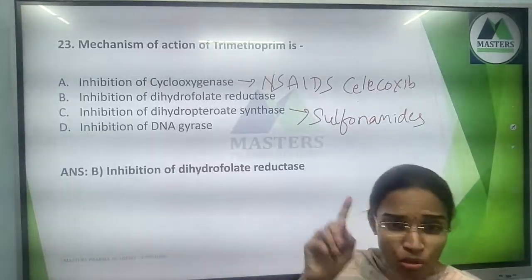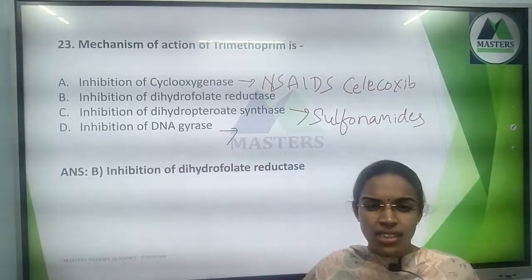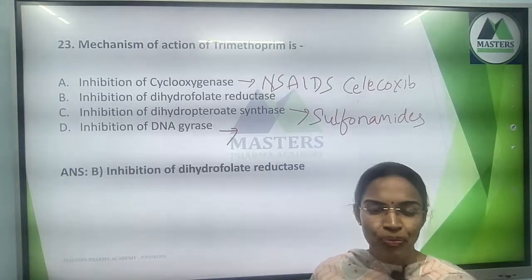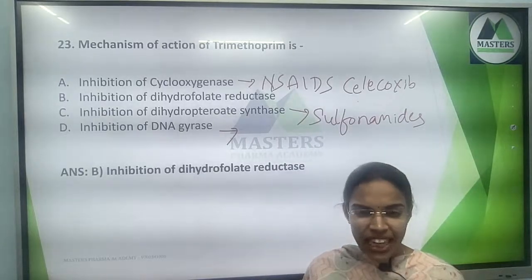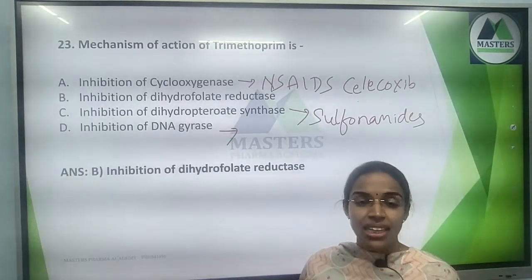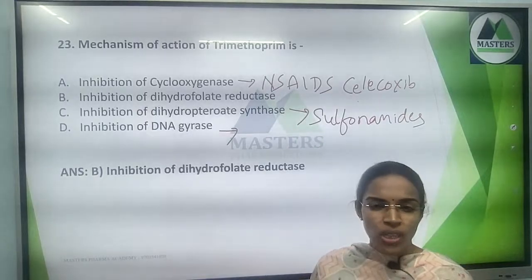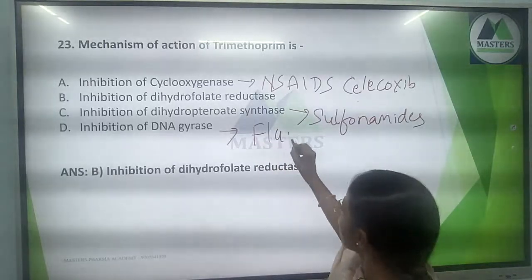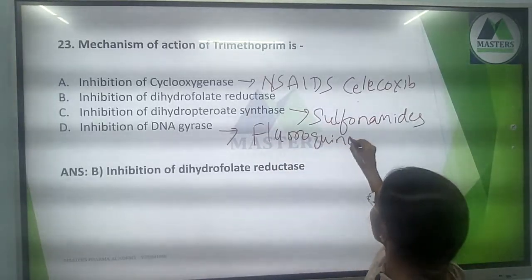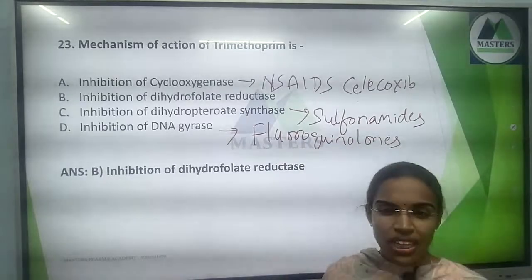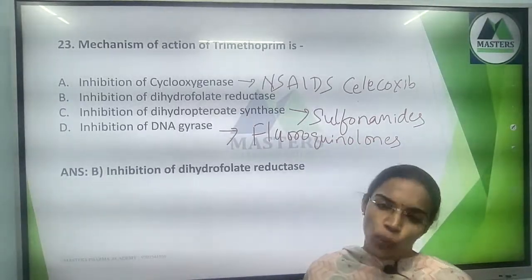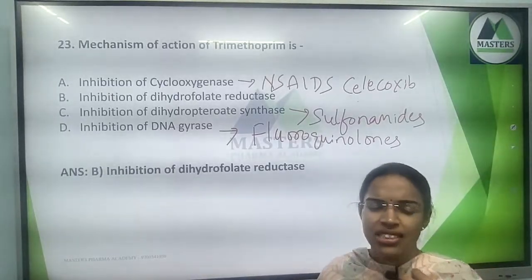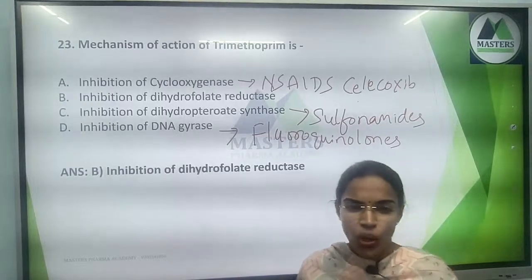Inhibition of DNA gyrase. One more very important question: which antibacterial agents act by inhibiting bacterial DNA gyrase? Fluoroquinolones. Examples of fluoroquinolones: ciprofloxacin, norfloxacin, all the floxacins.